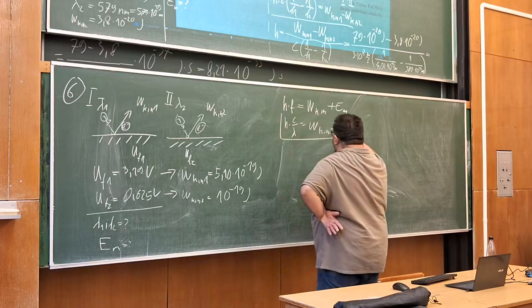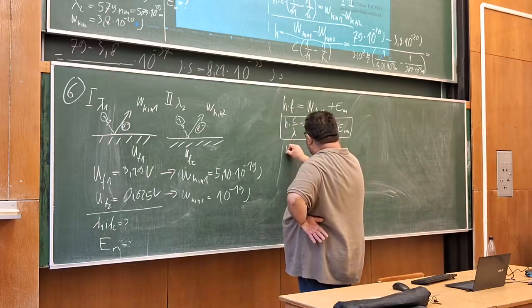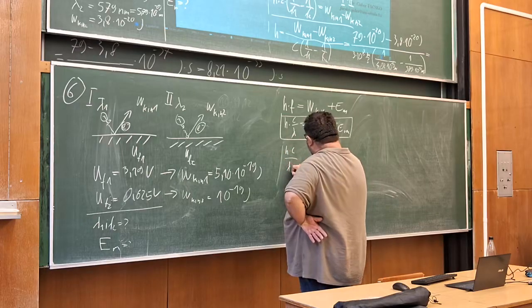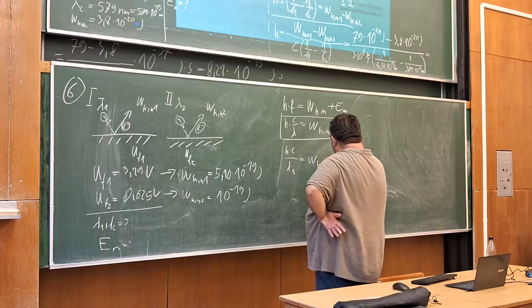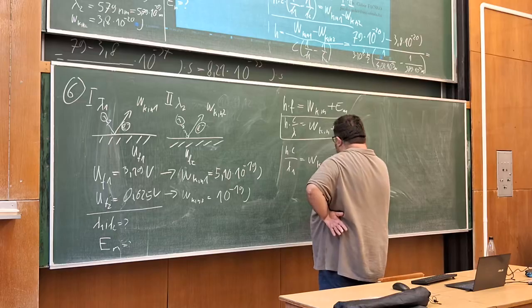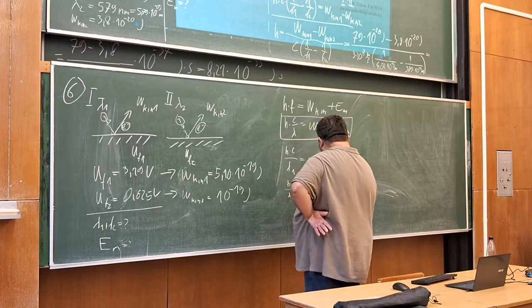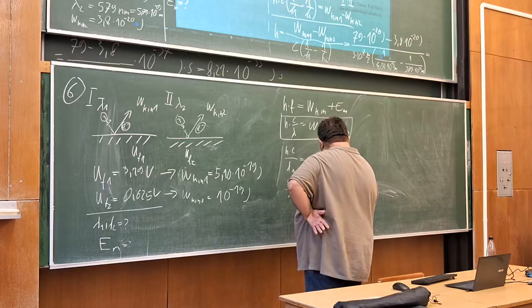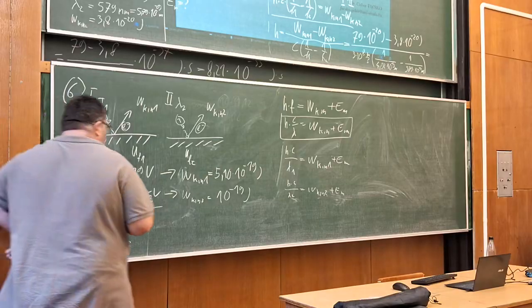Okay, so we have this formula, and we have two equations, hc over lambda 1 and hc over lambda 2. The work function is the same. We don't have the masses anymore, it doesn't matter.